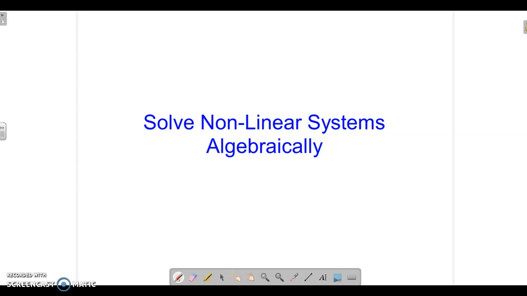Let's talk about solving nonlinear systems algebraically. So instead of looking at their graphs on Desmos or graphing them by hand, we're actually going to solve them algebraically, which essentially is talking about using substitution. And we used substitution back when we were doing linear equations or linear systems, so it's really the same steps.